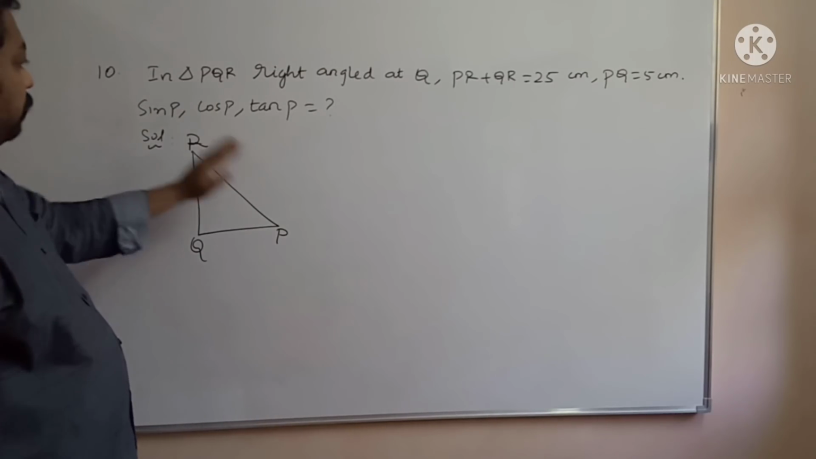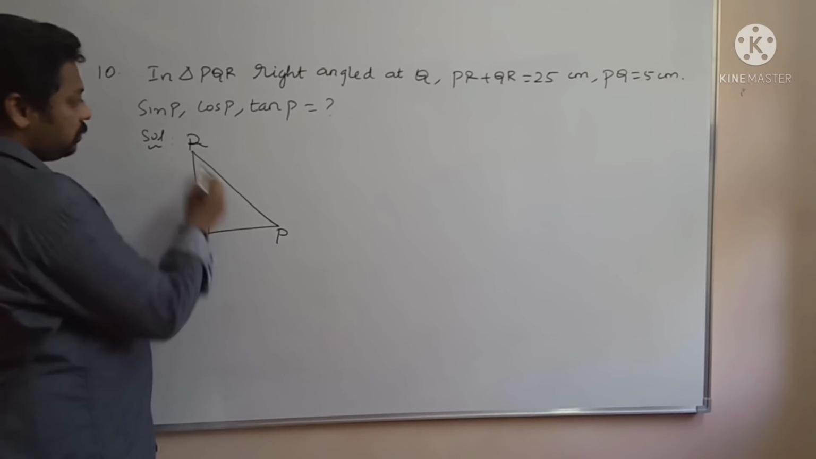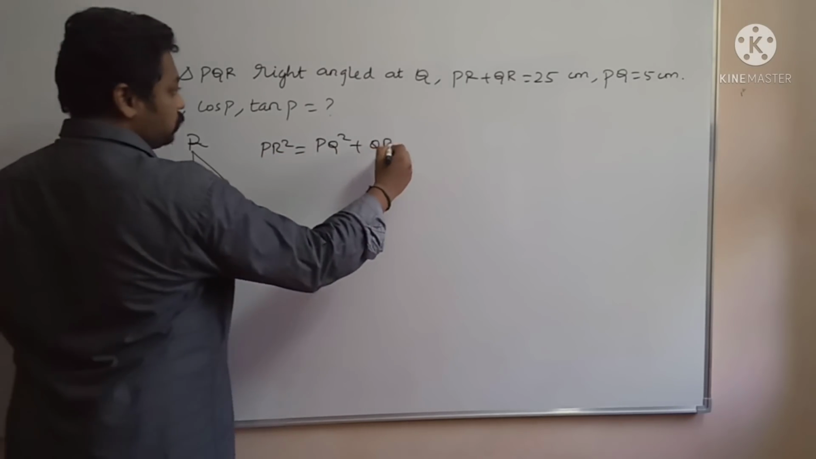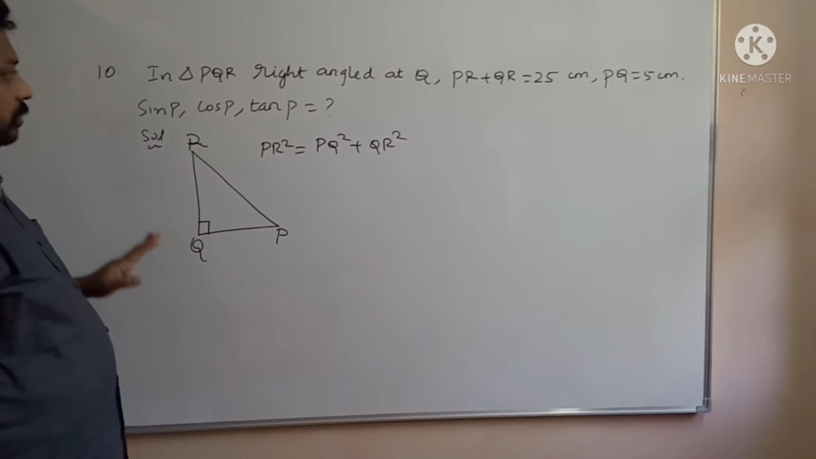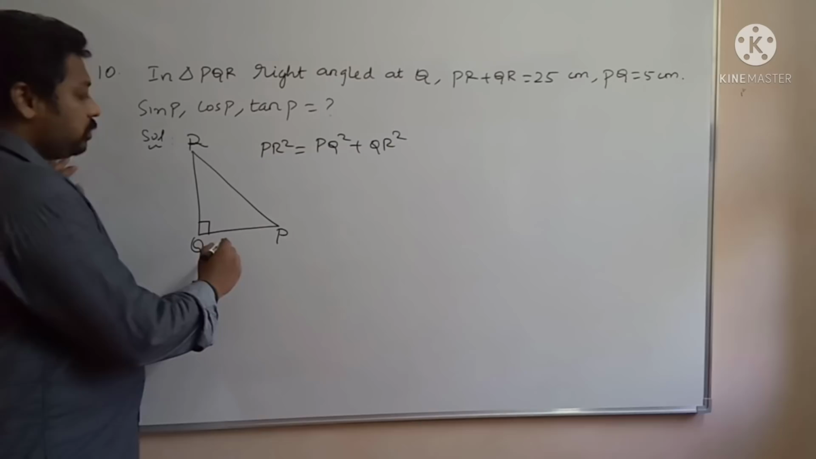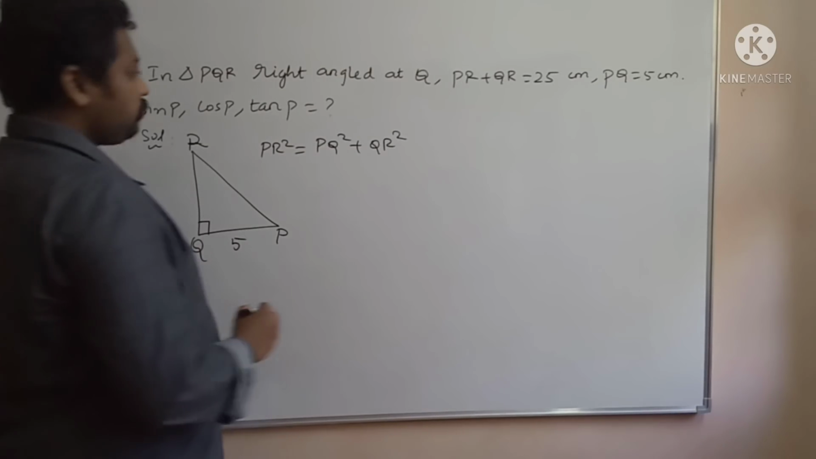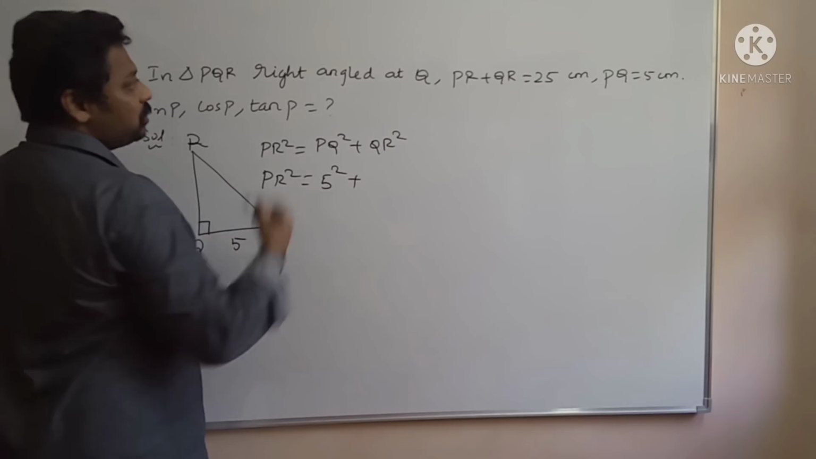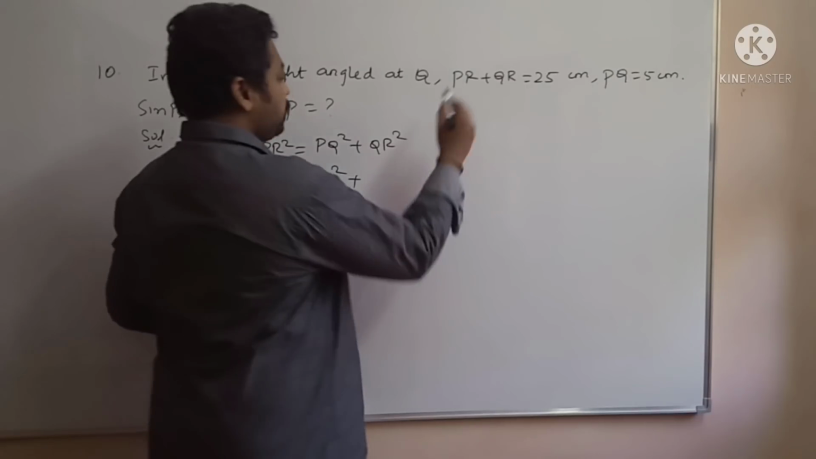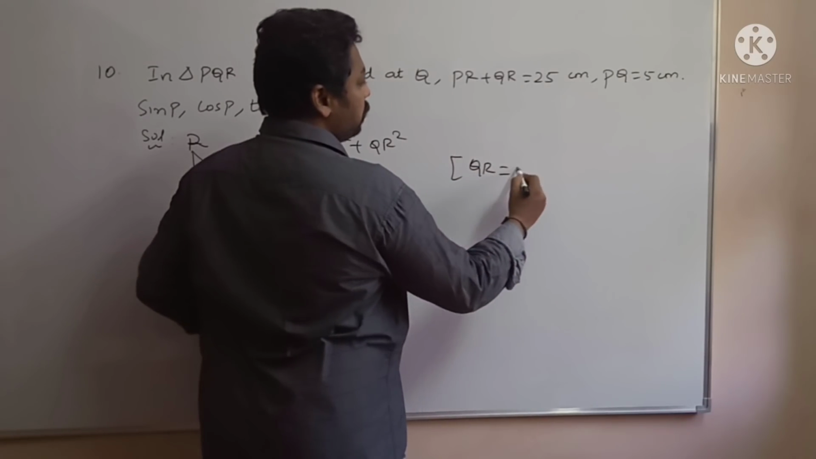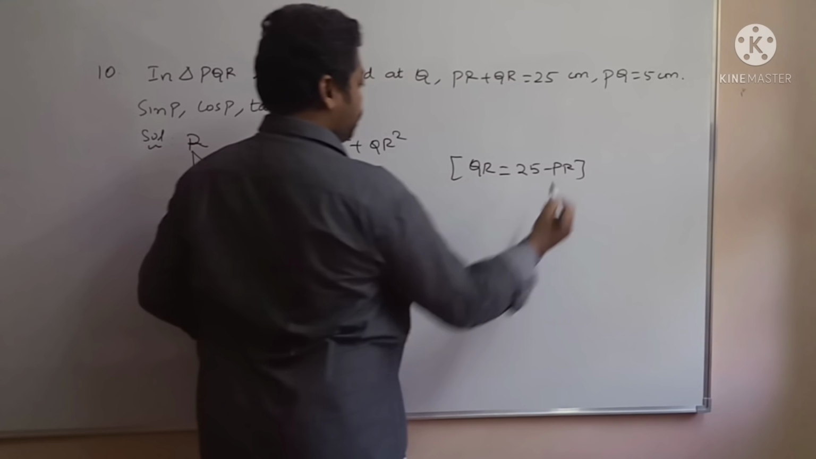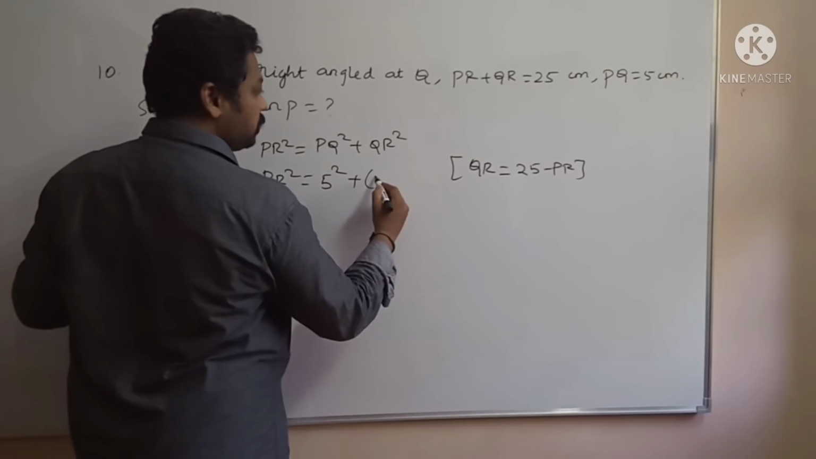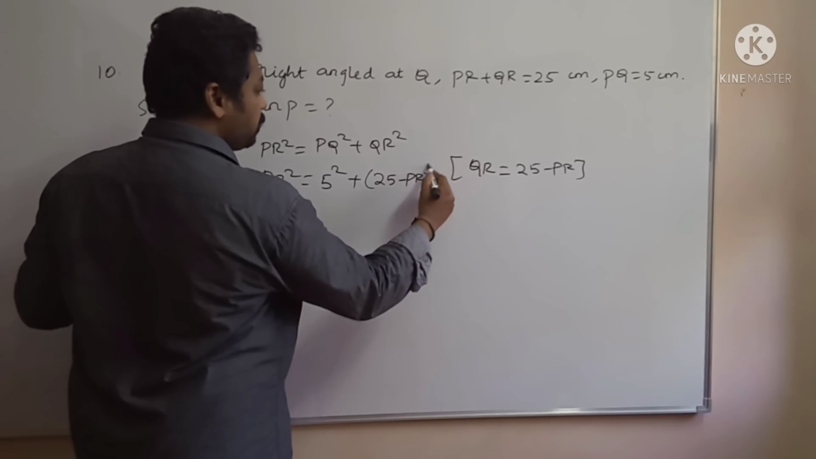Now we apply the Pythagoras theorem. By Pythagoras theorem, PR square is equal to PQ square plus QR square. We know only PQ square. From the given equation, QR is equal to 25 minus PR. So we substitute the same value: QR square is 25 minus PR whole square.